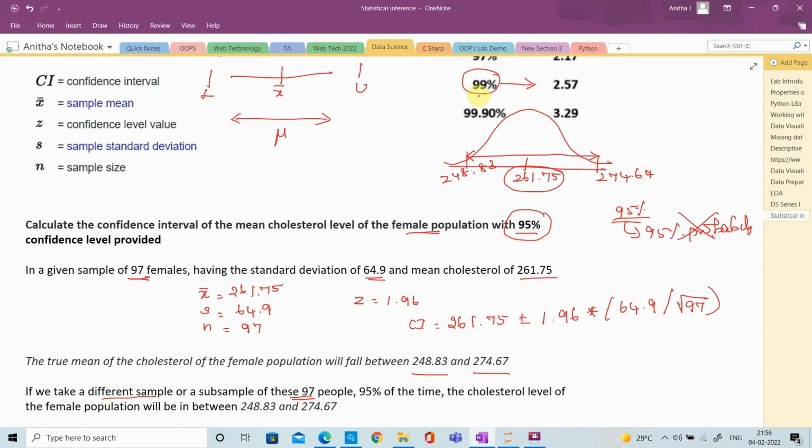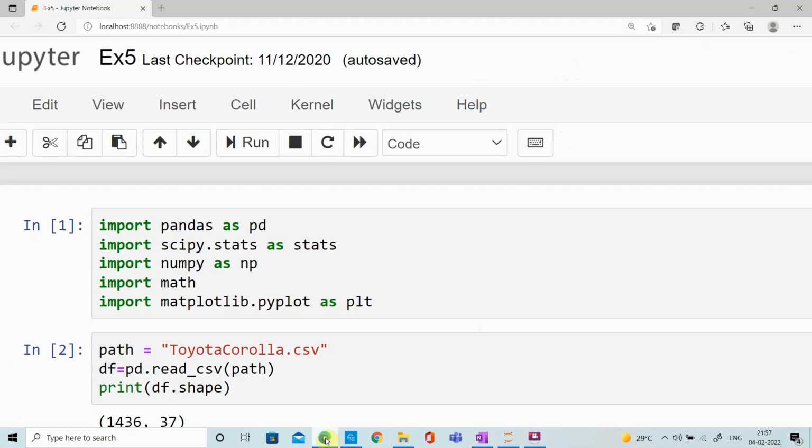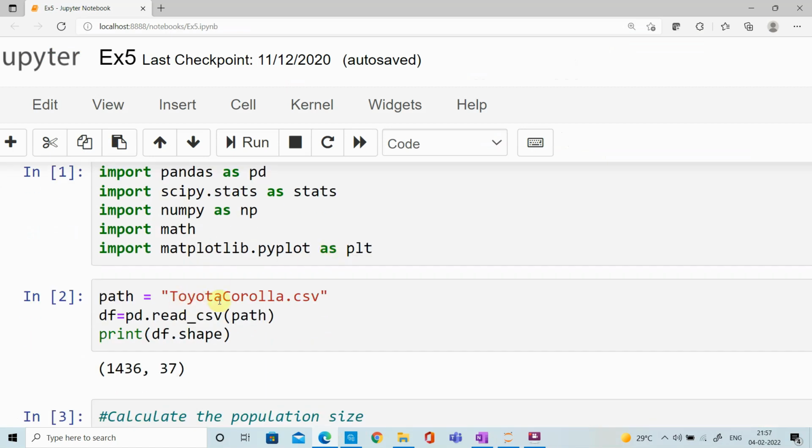Now we want to see how the maths and statistics we studied apply to a data set, so that a data scientist can use these statistical inferences for data analysis. I have one sample data set called Toyota, which contains car information: the age of the car, the cost of the car, its number of doors, colors. Several fields are available here, but I am going to consider only the price column.